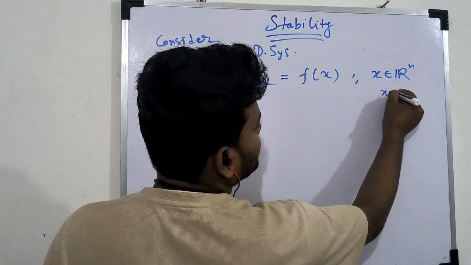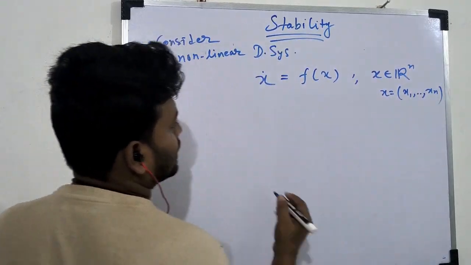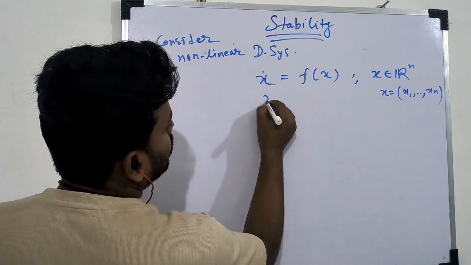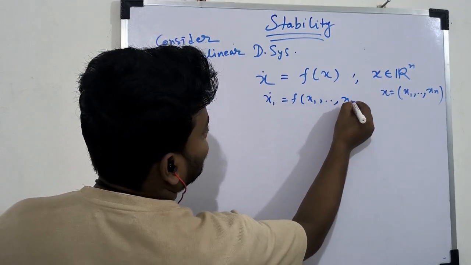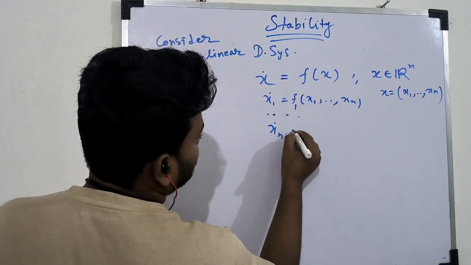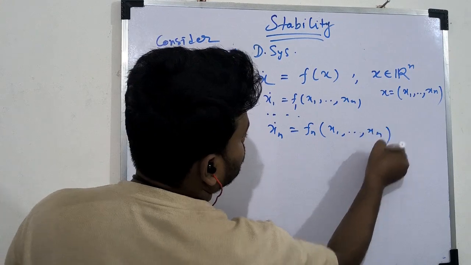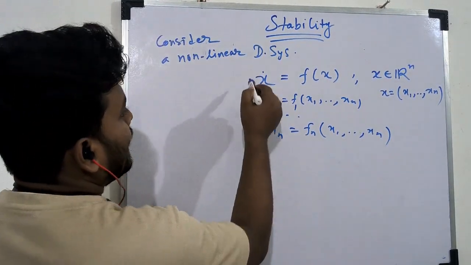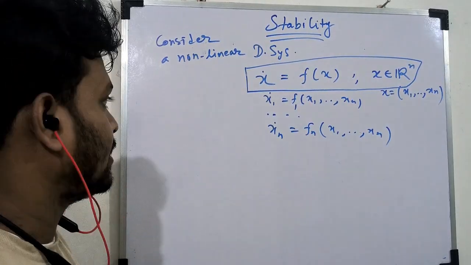That means this x is x1 to xn type components. That means this looks like x1 dot equal to f1 of x1 to xn, up to xn dot equal to fn, function of x1 to xn. So this is an n-dimensional non-linear dynamical system.